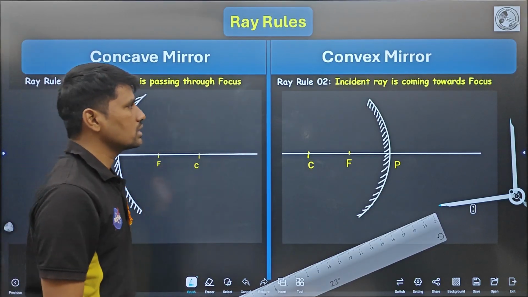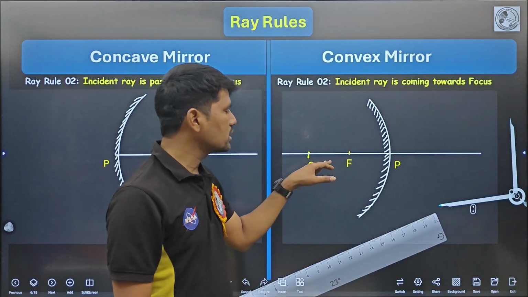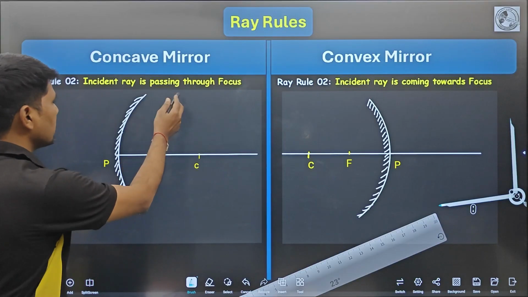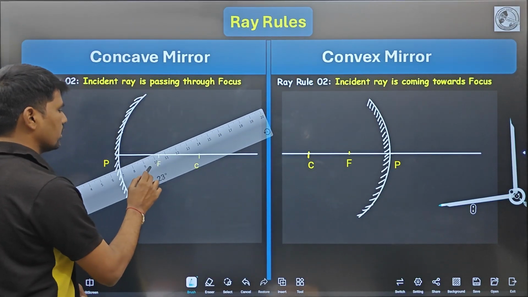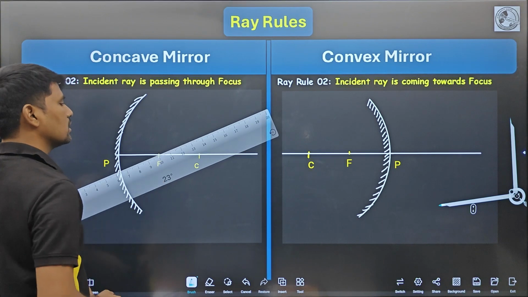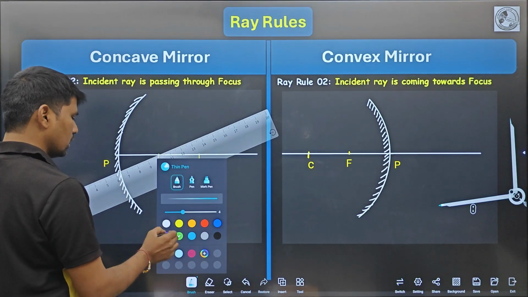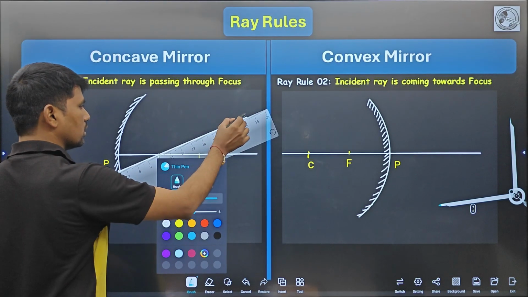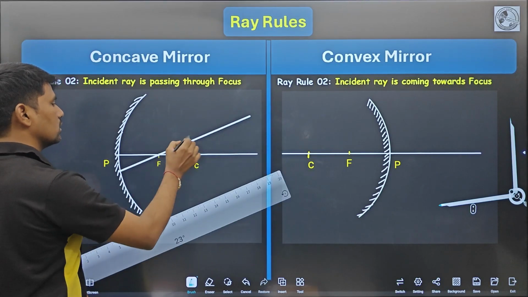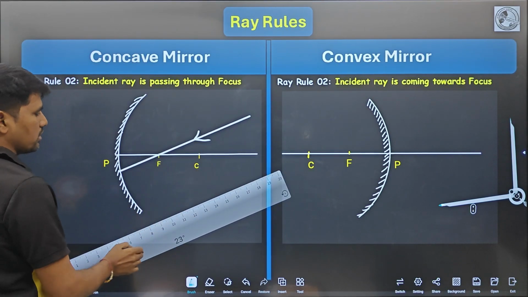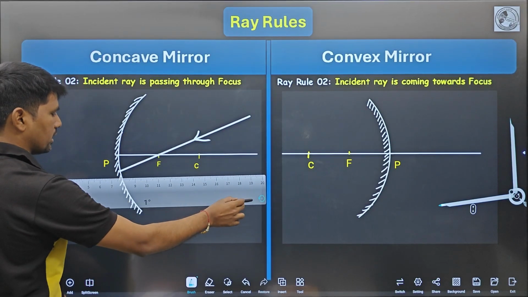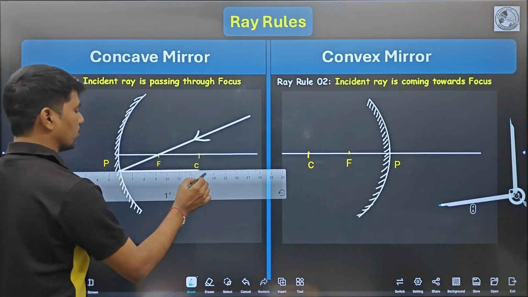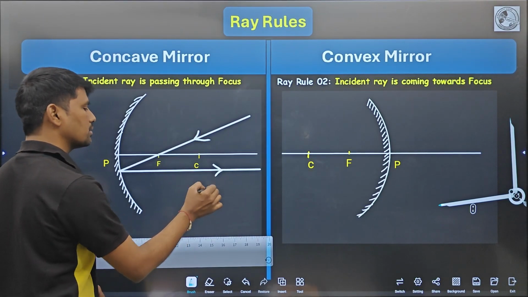Incident ray is passing through focus. Here also the incident ray is coming towards focus, because it comes towards focus but it may not go through, right? So first we have to take the incident ray, how it is going. Here the incident ray direction must be mentioned. After reflection, it is parallel to the principal axis.